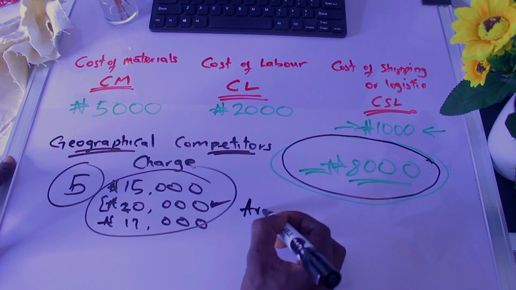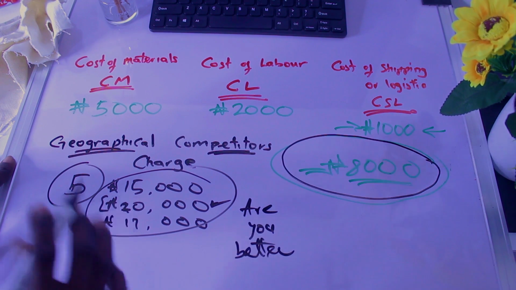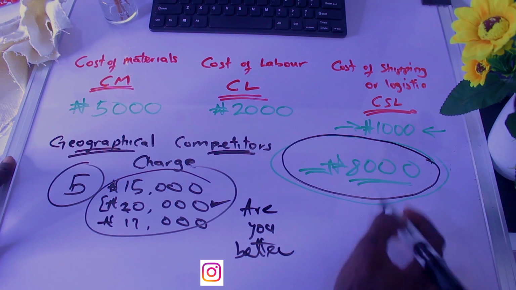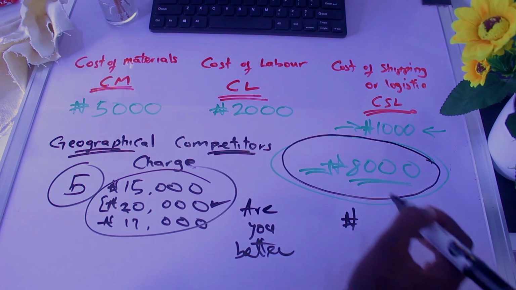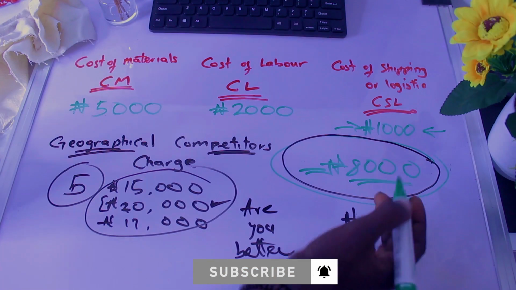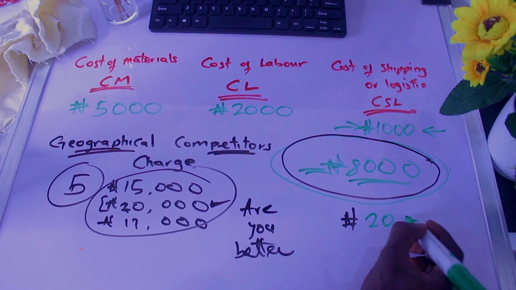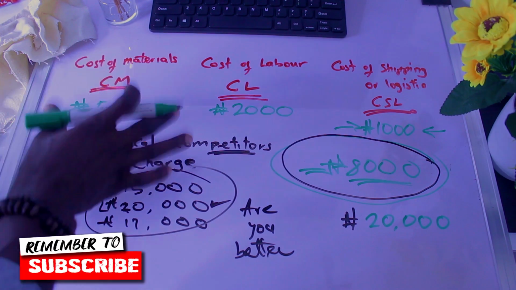Are you better than these people? If yes, then we're going to take this 20,000 naira right here. We're going to come here and just write our 20,000 naira. I like to use green for money. So here we have our 20,000 naira, which is the total money they charge for this.